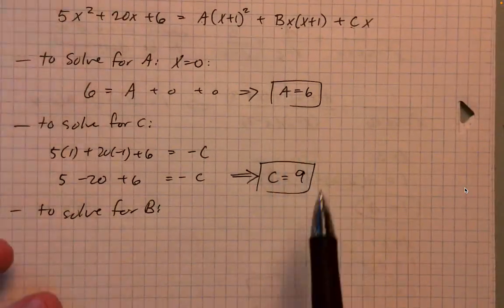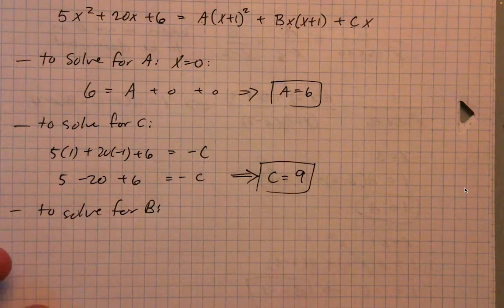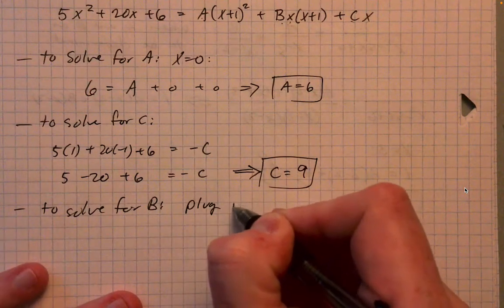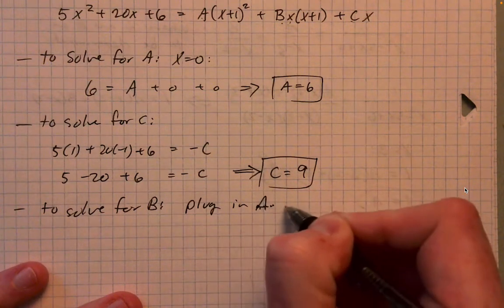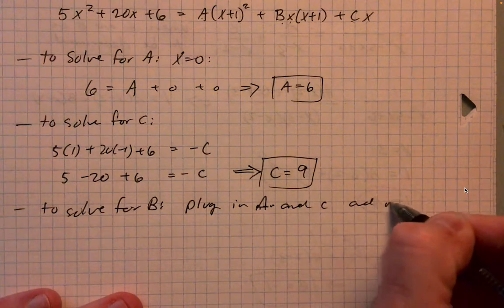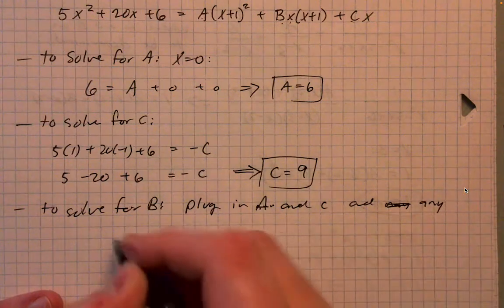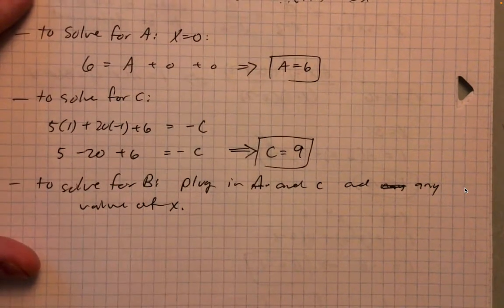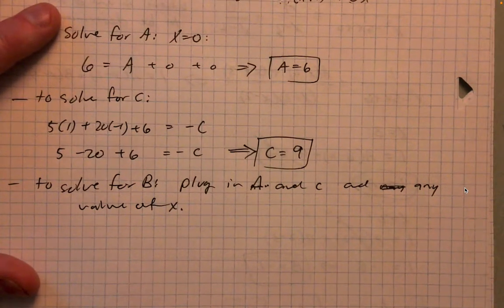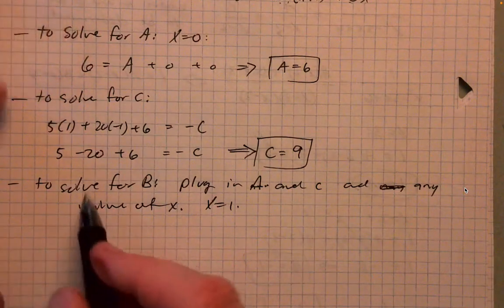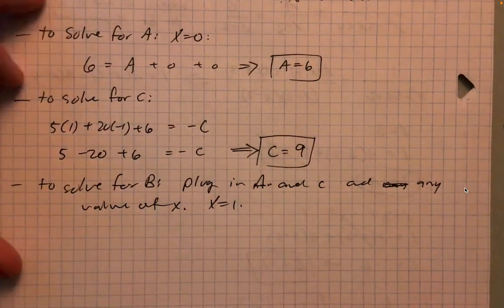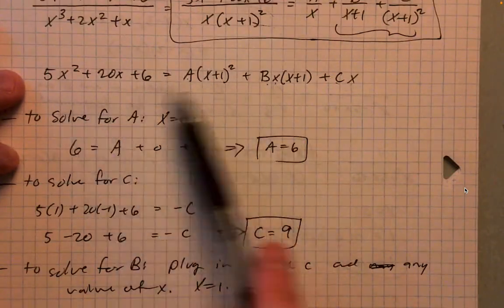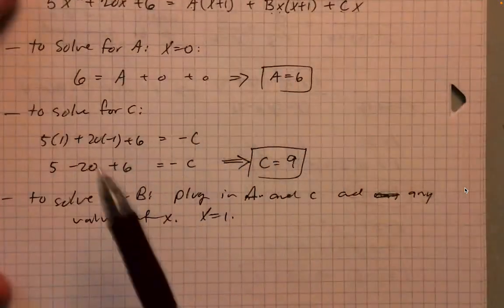So what we can do is plug in A and C, and then any value of x. So let's write that down. Plug in A and C and any value of x. Okay. And so let's just use x equals 1. Right, so we can't use -1 and we can't use 0, those are the only two we can't use. But we could use other things like 1. So let's plug in a 1.